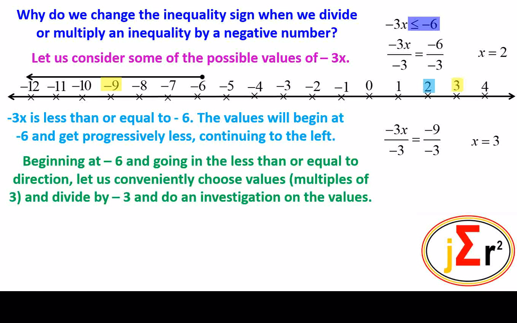Another possible value of negative 3x is negative 12. When we divide negative 12 by negative 3, because a possible value of negative 3x is negative 12, negative 3x is equal to negative 12, we divide both sides by negative 3. The result is x is equal to 4.